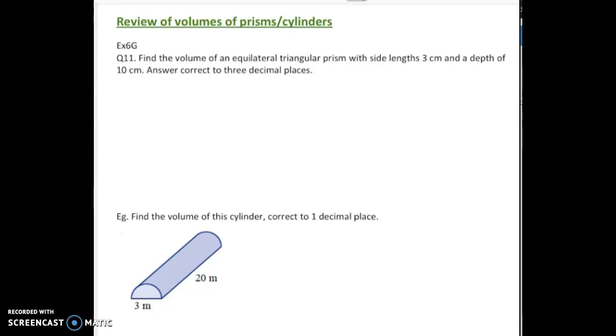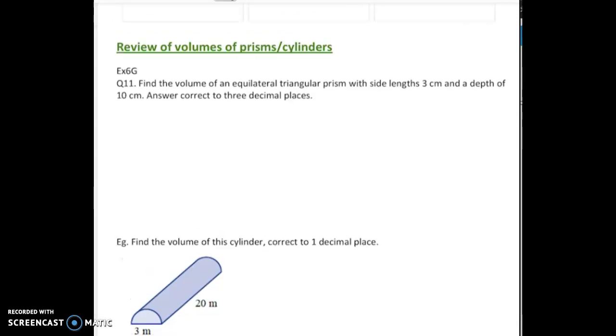So Year 11, before we get started with the lesson for today, I'd like to do a quick review of what you have covered yesterday on volumes of prisms and cylinders. So remember, the volume of a prism is the cross-sectional area times the height. So if you have a rectangular prism, the volume is area times the height, where the area is the area of the cross-section, and the height is the height of your prism, or the depth of your prism.